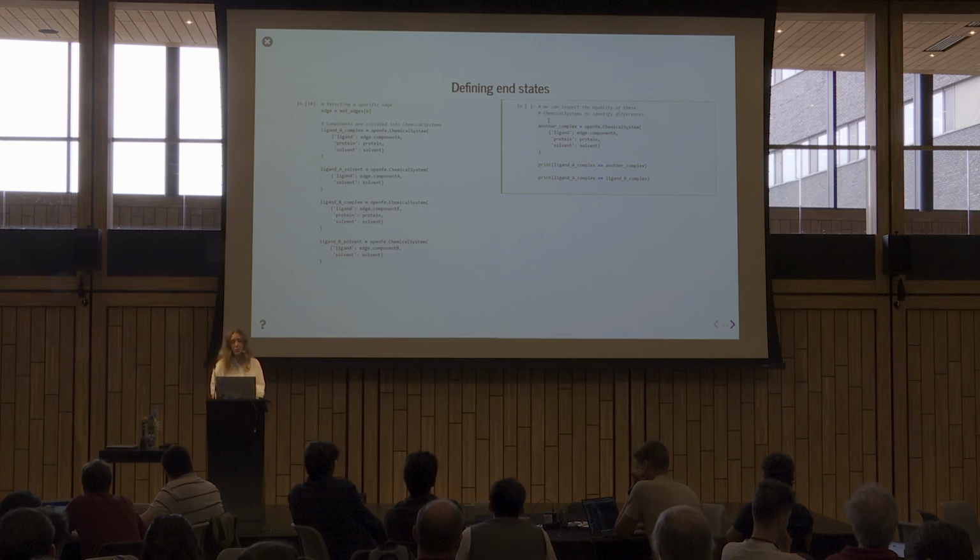So here, for example, we can use this method. We can just define another complex. We take a ligand, we take ligand A, we take the protein and the solvent, and now if we compare this to our ligand A complex, this should be equivalent, because it's the exact same chemical system. If we compare ligand A complex to ligand B complex, this is not the same, so it returns false, because the two small molecules are different.